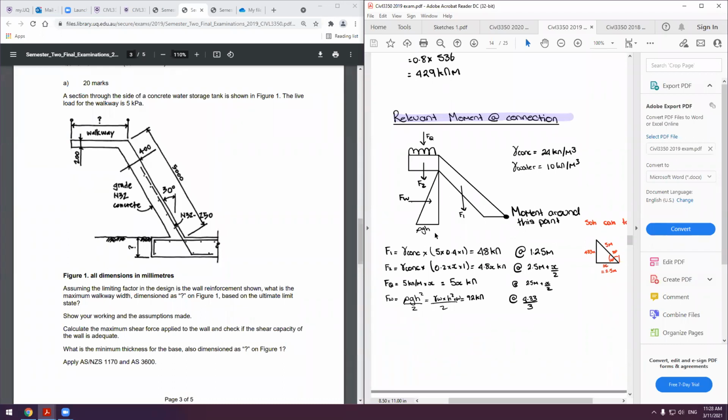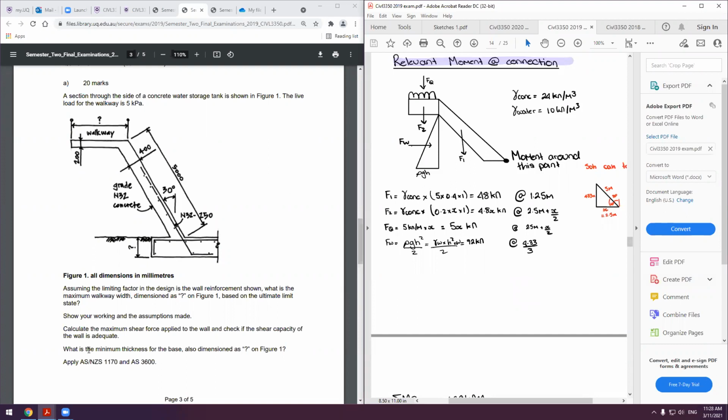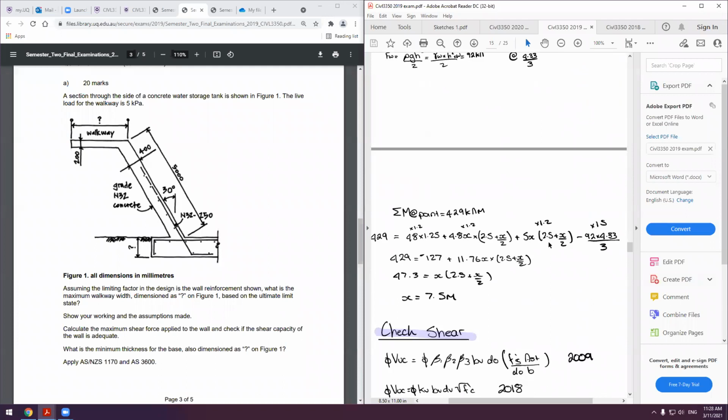You have to split up your forces and leave your arms separately. Pythagoras comes into this question annoyingly. I think it was just trying to be confusing, because I remember spending way too much time trying to work out the geometry. And then we calculate the length of our walkway, which in this case was 7.5 meters.